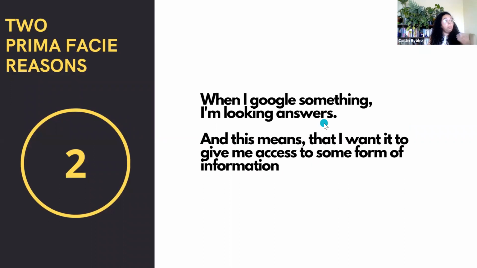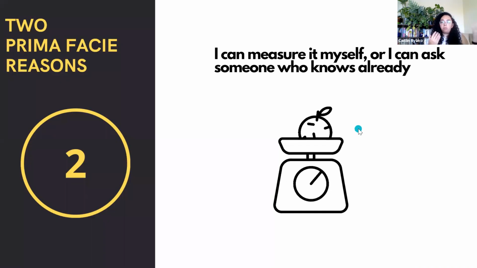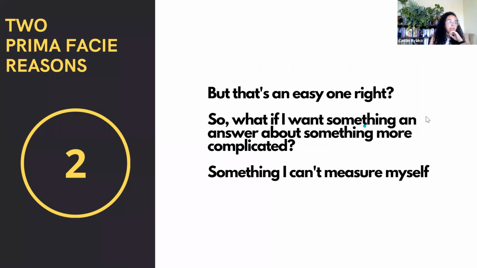Moving on. When I Google something, I'm looking for answers. And this means that I want it to give me access to some form of information. So let's say that I want to see how much a cup of flour weighs. I have a bunch of ways to do that, right? I can weigh it myself. I can look it up, not online, perhaps in a cooking book, right? But that's quite easy. So what if I want to do something that's a little bit more complicated, something that I can't measure out myself, right?